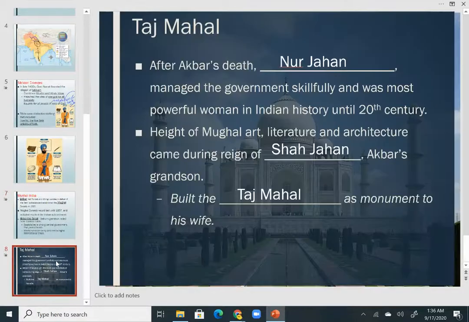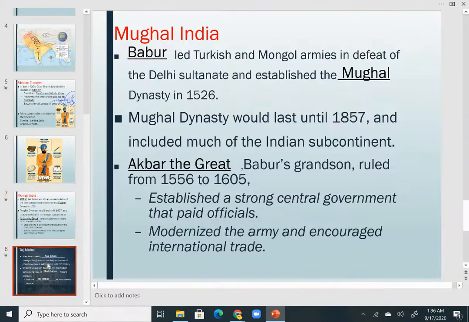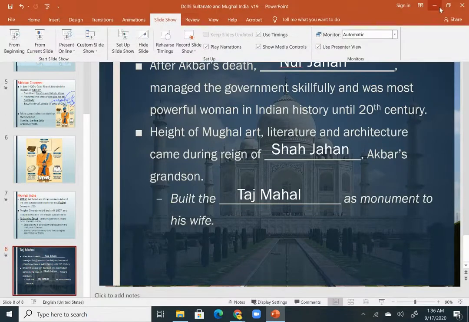And the Taj Mahal was established after Akbar's death. Nur Jahan, his wife, manages the government skillfully, and is one of the most powerful Indian women in Indian history until the 20th century. The height of Mughal art, literature, and architecture came during the reign of Shah Jahan, Akbar's grandson, as a tribute to his first wife who died in childbirth. The Taj Mahal is built as a monument to his wife, and that is a long-standing wonder of the world, and this monument shows the greatness of the Mughal dynasty and the Mughal Empire.